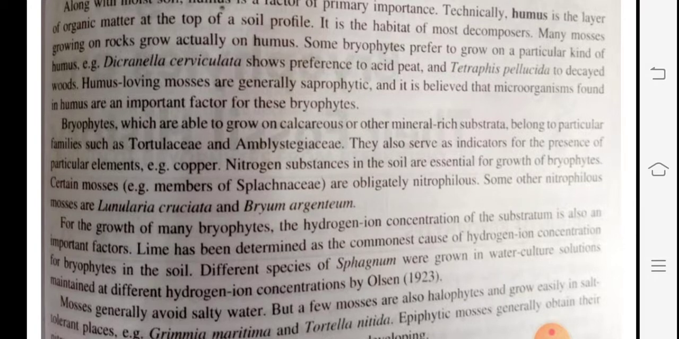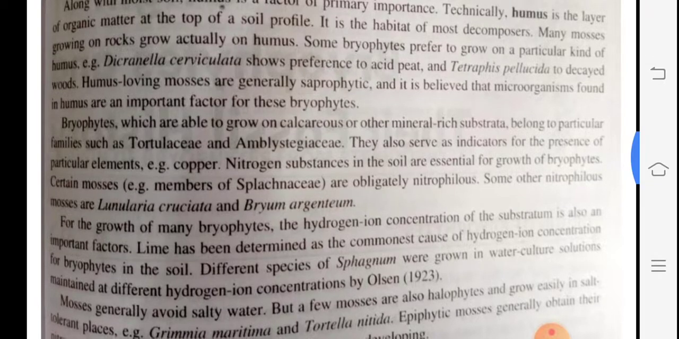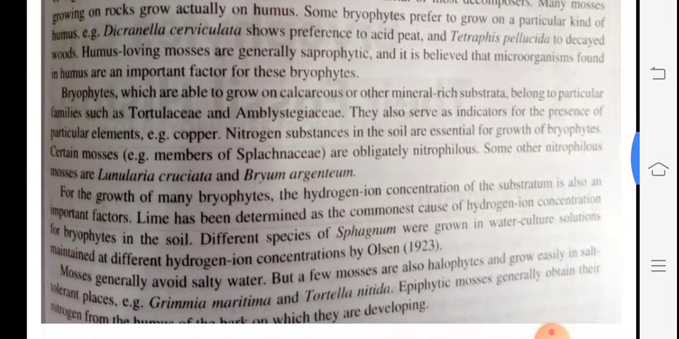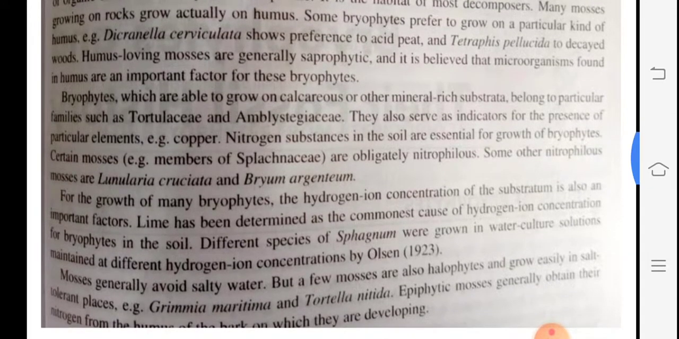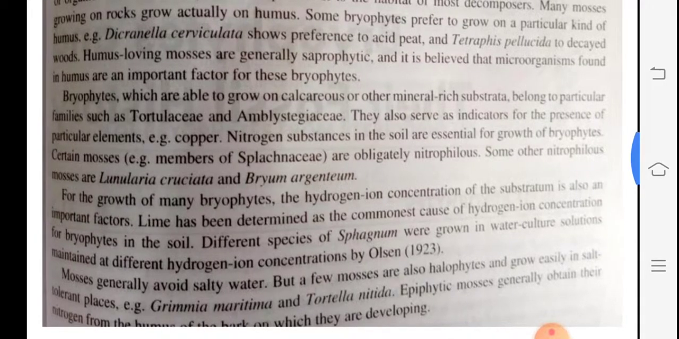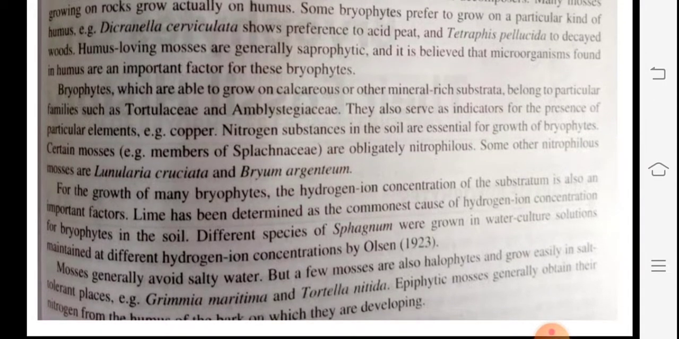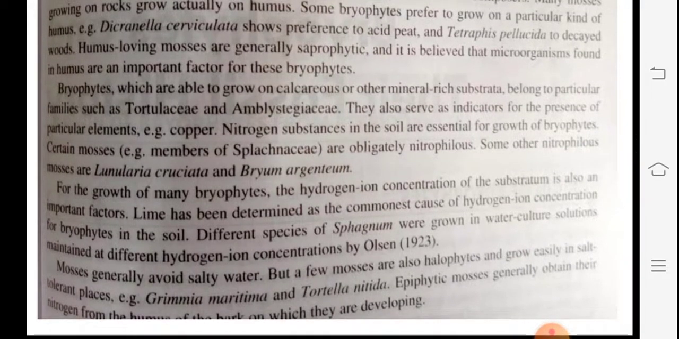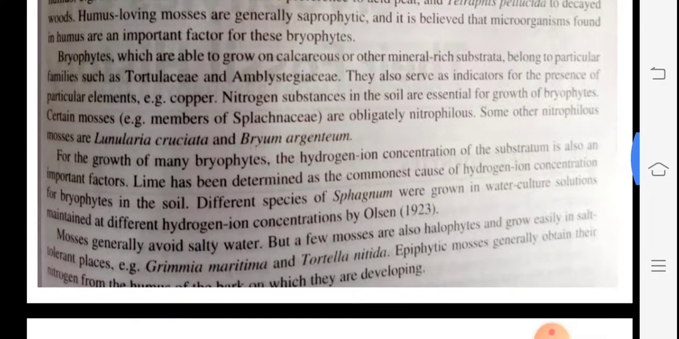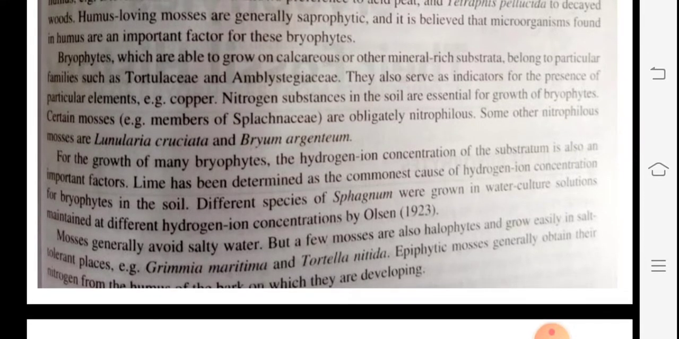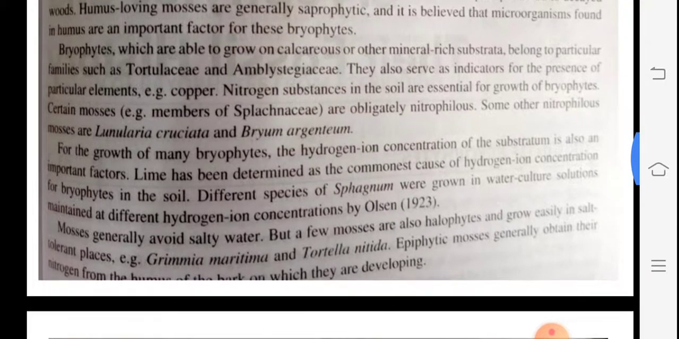Dicranella cerviculata is one good species. It is generally found on acid peat, which is totally decomposed matter. Then Tetraphis moss is found on decayed wood. The humus loving mosses are therefore called saprophytic in character. Microorganisms are also generally found along with them.